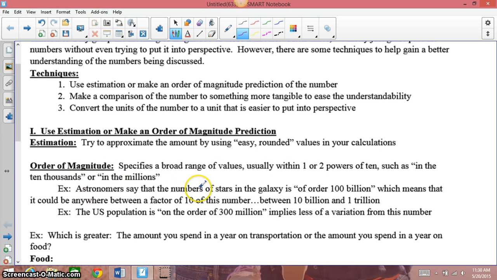When astronomers say that the number of stars in the galaxy is of order 100 billion, that means that the actual number of stars could be anywhere within a factor of 10 of this number, essentially 10 billion or 1 trillion. However, whenever we use the phrase that the U.S. population is on the order of 300 million, it implies less variation. So "of order" is implying more variation. "On the order of," we're fairly close that it's around that 300 million mark.